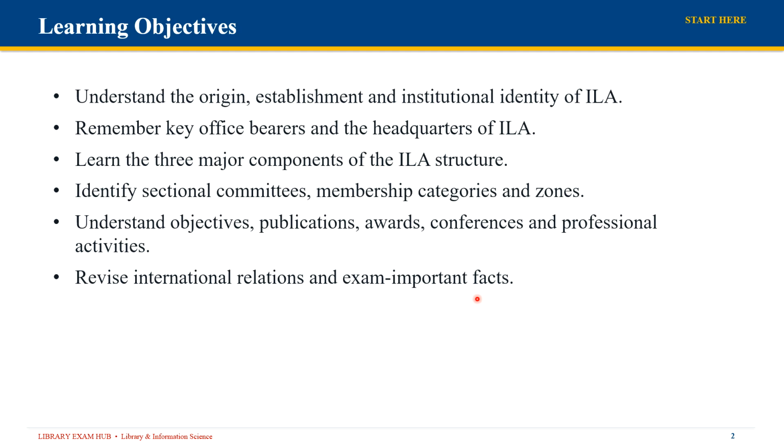Before going into detail, let us understand what we are going to learn in this presentation. By the end of this lecture, you should be able to explain the origin, establishment, and institutional identity of ILA, its important office bearers, headquarters, and understand its organizational structure. We will also study different sectional committees, membership categories, and geographical zones of ILA. In addition, we will discuss its important publications, awards, conferences, professional activities, and international relationships. Finally, we will revise the most important examination facts and practice some multiple choice questions. So, this presentation is designed not only for conceptual understanding but also for competitive examination preparation.